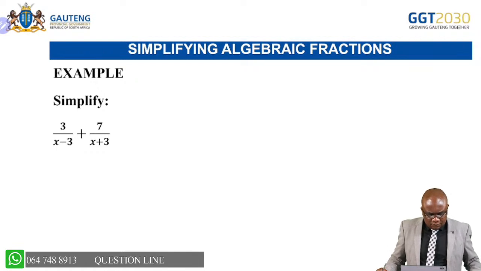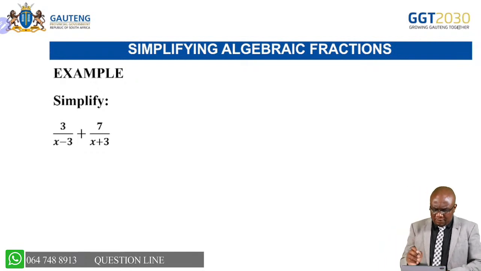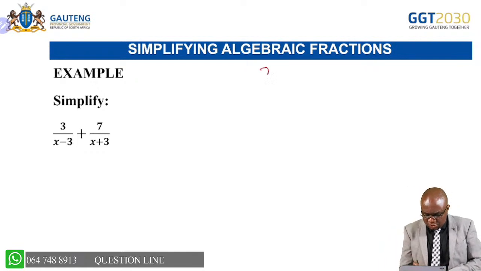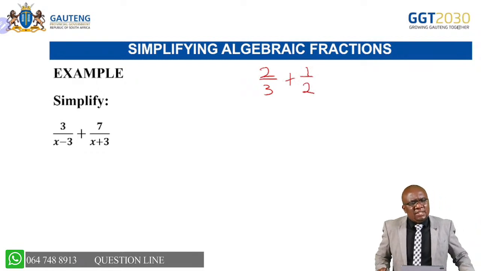And then we have this one now. 3 over x minus 3 plus 7 over x plus 3. Right, let me give you this one. I'll say 2 over 3 plus 1 over 2. How do we add such?